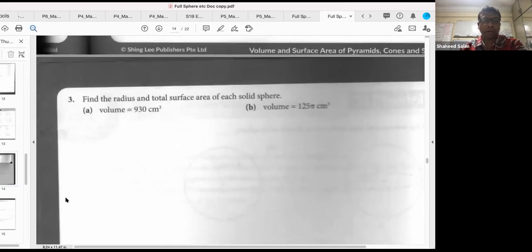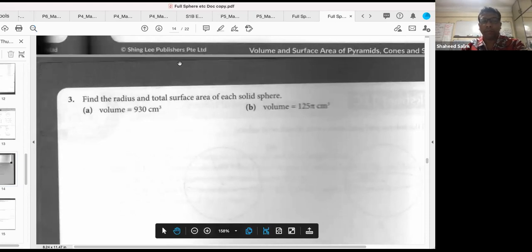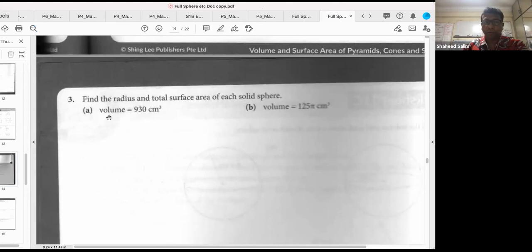In case your short-term memory you've forgotten, you remember what's the formula? I hope you have written it for volume. Formula for volume is 4/3 pi r cube. You have not written, please write it down. Total surface area is 4 pi r squared. I suggest you don't need to memorize for hemisphere. Just remember this one.